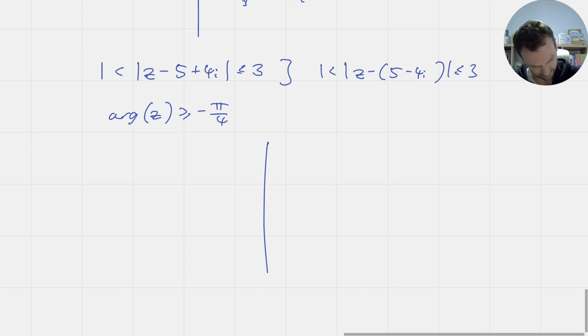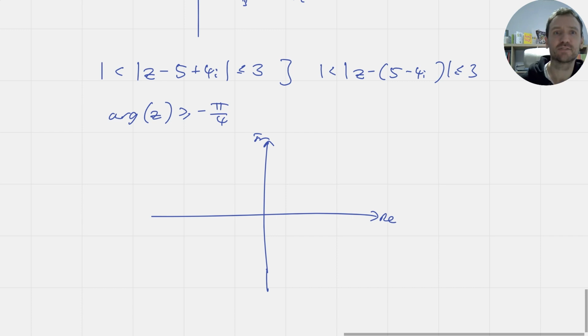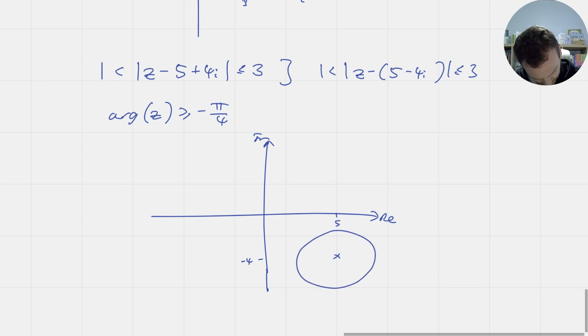Now let's get our Argand diagram and go through step by step to consider what we need to deal with here. If I asked you for the modulus of z subtract (5 subtract 4i) equal to 3, we should say that's a circle centered at 5 subtract 4i. So let's get our point. 5 subtract 4i is going to be somewhere around here in our Argand diagram. And with modulus of 3, we're not going to be hitting either of the axes here. That's important. I'm going to get something like this.